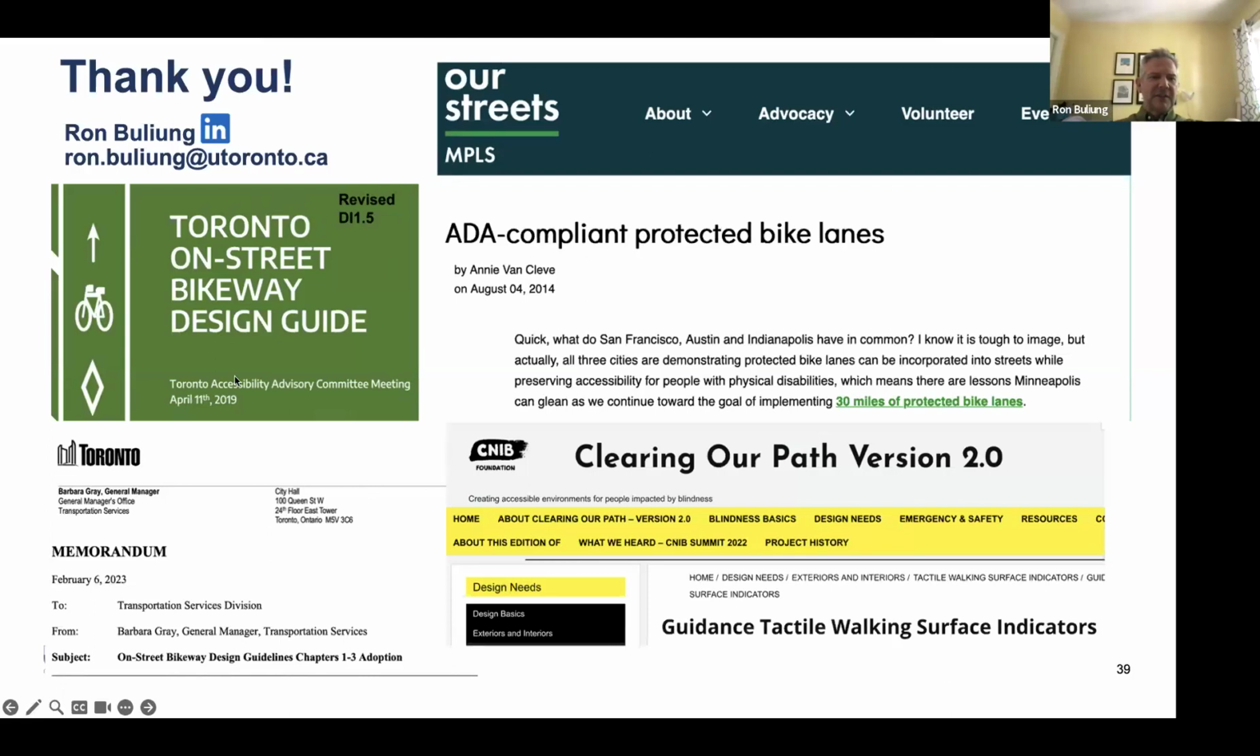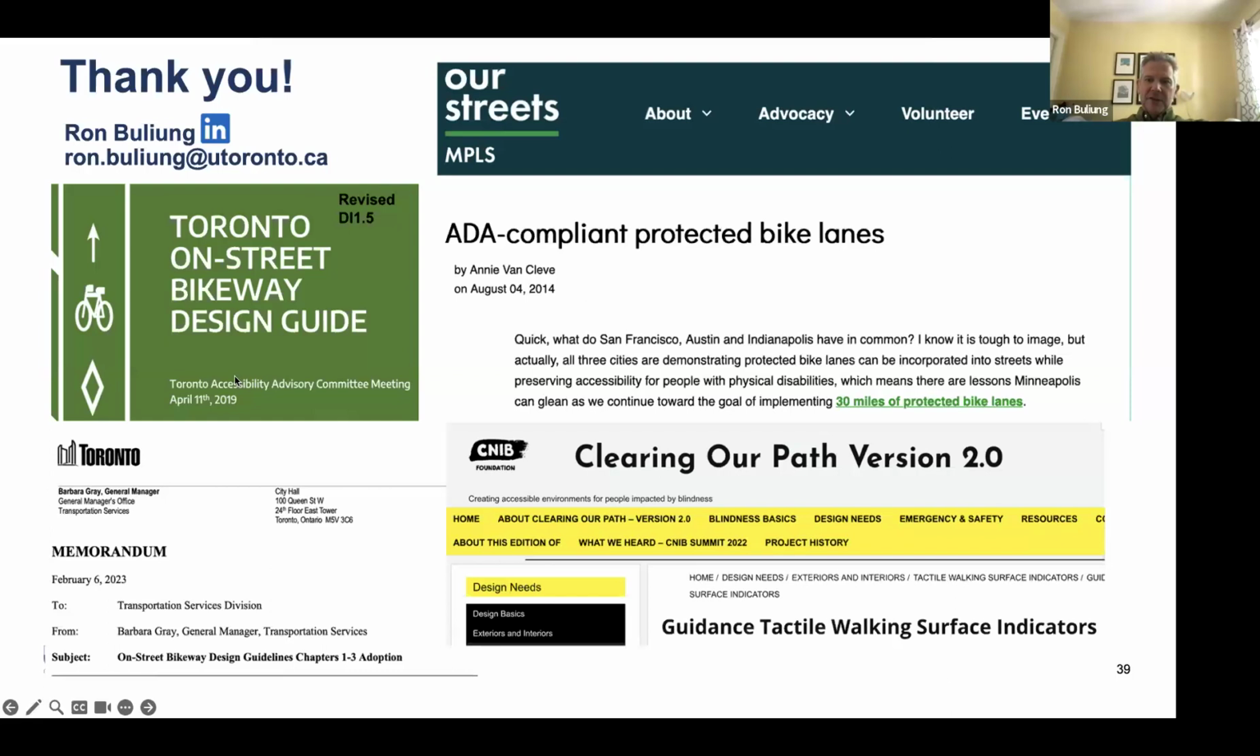Well, that is the City of Toronto memorandum indicating that the on-street bikeway design guidelines have been approved. So they've gone from draft to the final version. There's nothing else in there really other than that. I put that screen capture in there because I just wanted to acknowledge the sources that I went to in helping to develop this presentation.